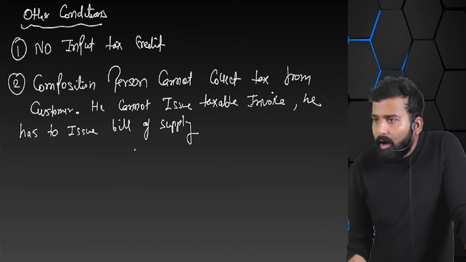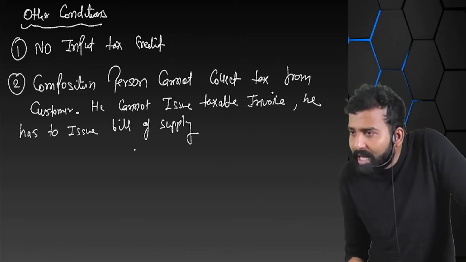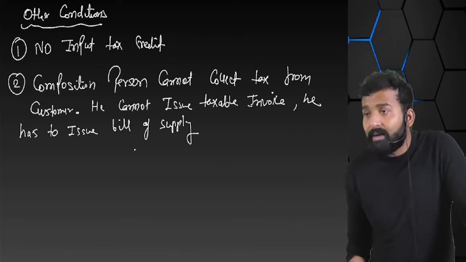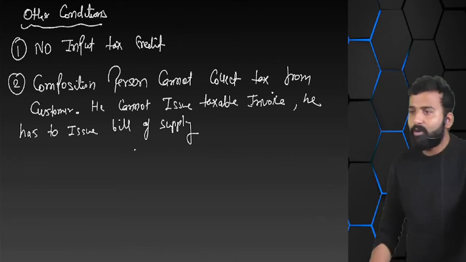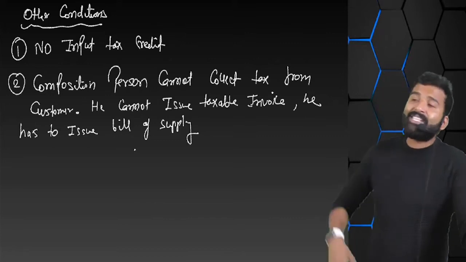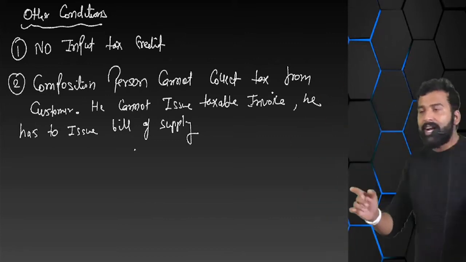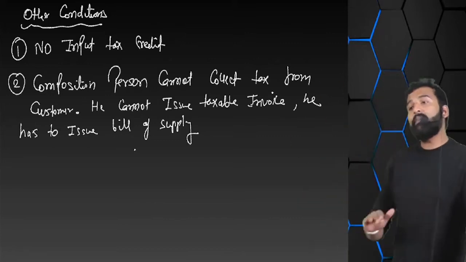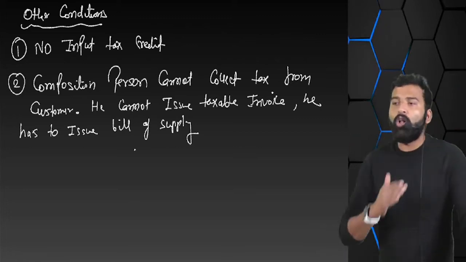Okay. Next is, how do we know as a customer that the trader is under the composition scheme? I will tell you, just wait for a few minutes. Sir, all the 6 conditions that you discussed in the last slide, are they for the current year? Yes. Because after being a composition person, you cannot do all such kinds of things.